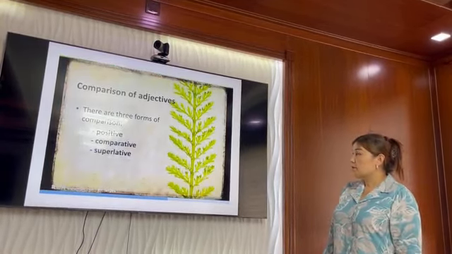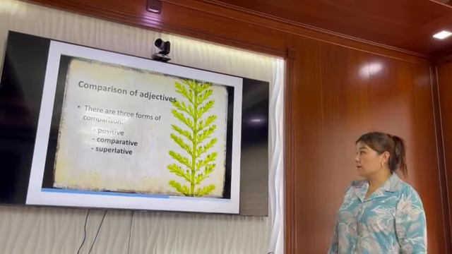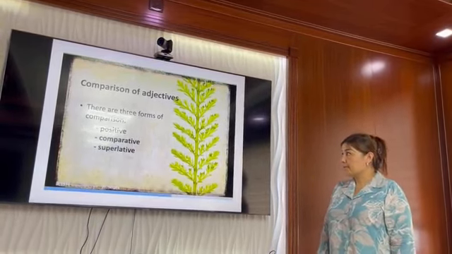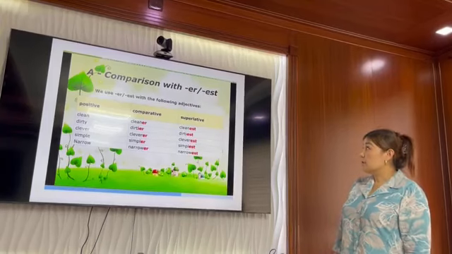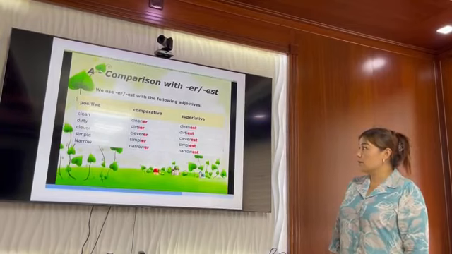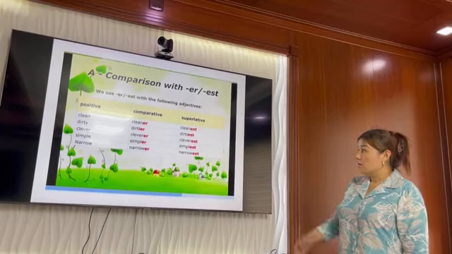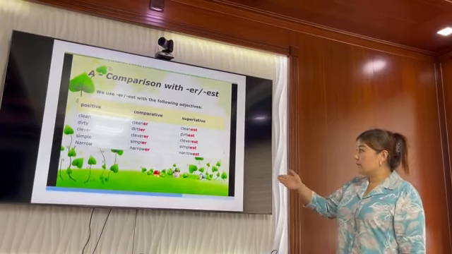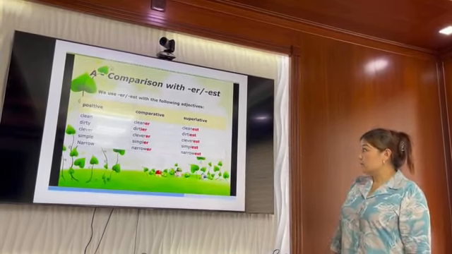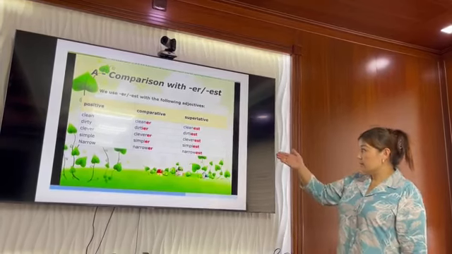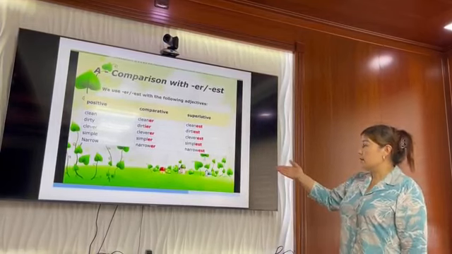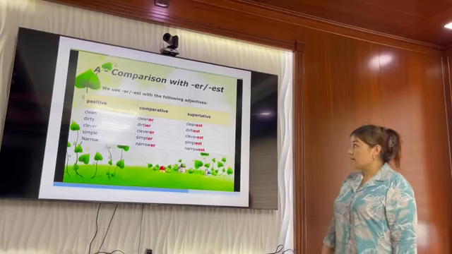We have also comparison of adjectives. There are three forms of comparison: positive, comparative, and superlative. Comparison with -er or -est: we use -er or -est with the following adjectives. We have positive, comparative, and superlative. For example, positive clear, comparative cleaner, superlative cleanest; dirty, dirtier, dirtiest; clever, cleverer, cleverest; simple, simpler, simplest; and narrow, narrower, narrowest, like this.